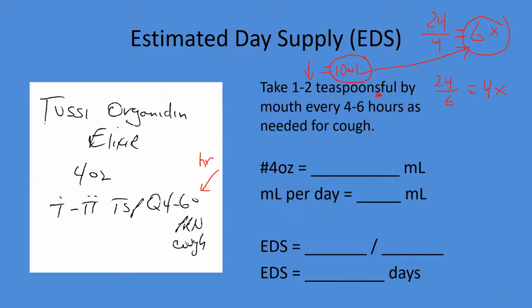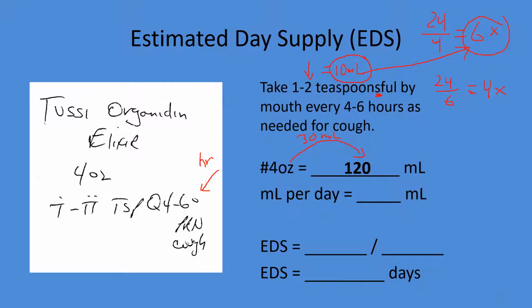So 4 ounces, we already know how to convert. Every ounce is 30 mLs, so either you multiply or divide. In this case, you multiply. So it's just a metric, English metric conversion from last week. So 4 ounces is 120 mLs.